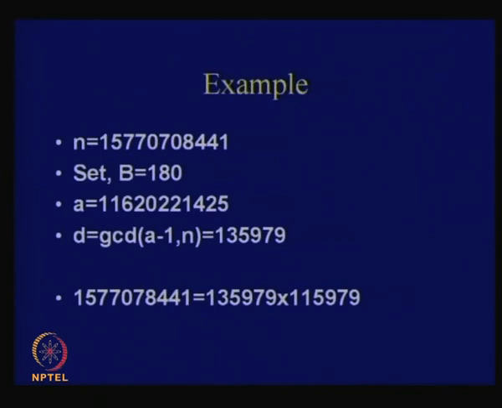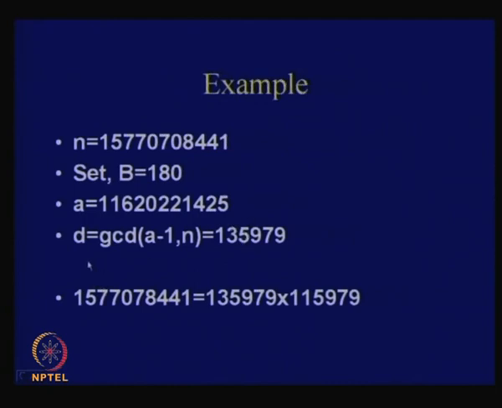We shall continue with this example. So n is equal to 157707084441, the number which we have to factor. What we have done here is set a value of b equal to 180. The assumption is that all the prime powers of n are less than or equal to 180. So this is again an assumption. We start with some assumption, and if I compute 2 to the power of b factorial mod n, then after the end of the for loop a becomes equal to this particular value, okay.